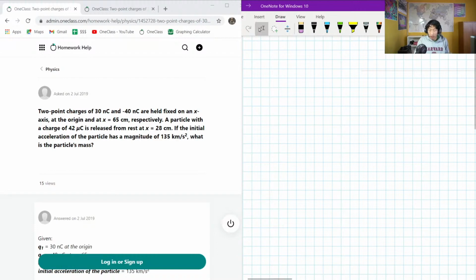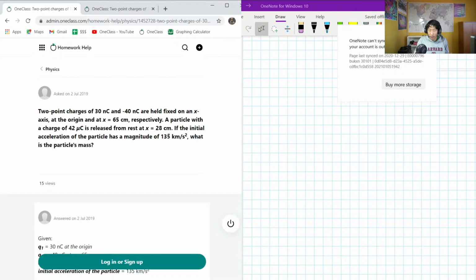Okay, so the next question that we have on the menu today is asking us, well, we have 2 point charges, one that's 30 nanocoulombs, one that's negative 40 nanocoulombs, and they're both held on the x-axis, with the 30 being at the origin and the negative 40 being at 65 centimeters along. A particle with a charge of 42 microcoulombs is released from rest at 28 centimeters. If the initial acceleration of the particle is 135 kilometers per second squared, what is the particle's mass?